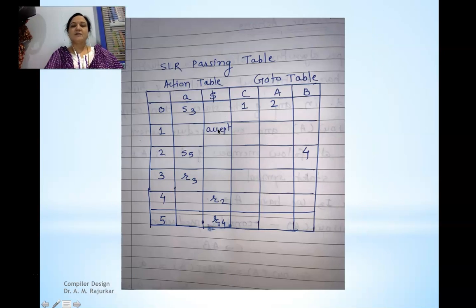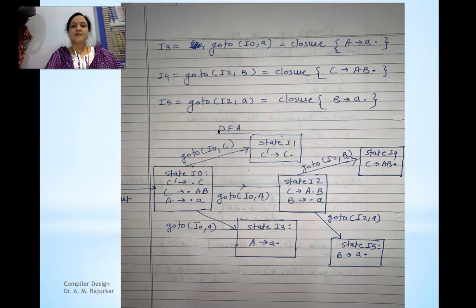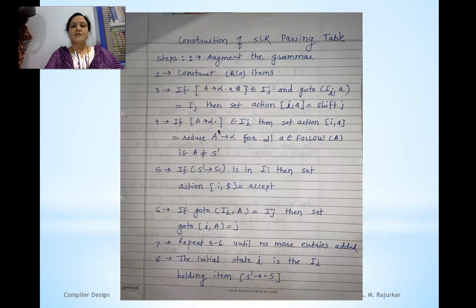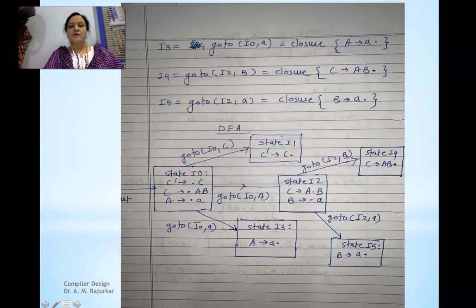Now the last step of the algorithm is to fill up the go to entries in the go to table. Now what is the rule here for filling up the go to entries? We have to find the transition in the DFA on a non-terminal. So if we find go to Ii comma A, where A is any non-terminal, going to the state Ij, then we have to set in the go to table i comma A equals j. So find out in the DFA where we have transitions on a non-terminal.